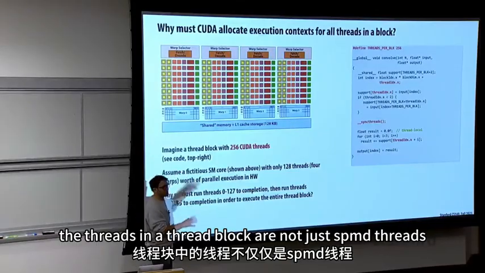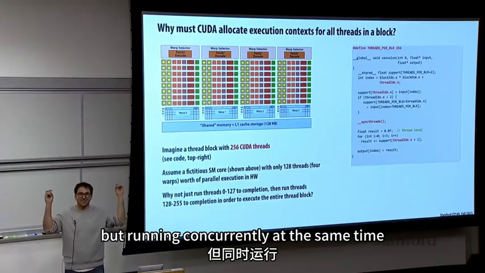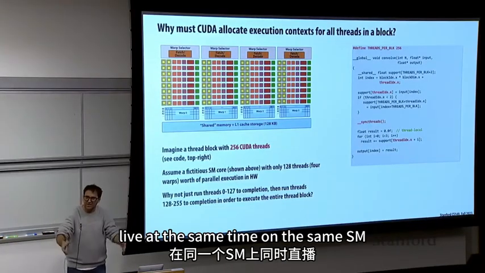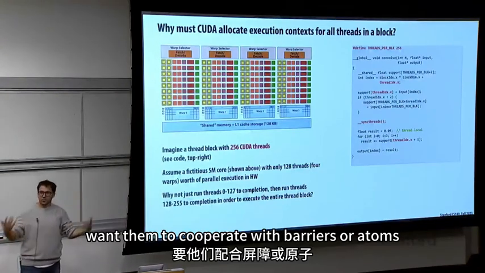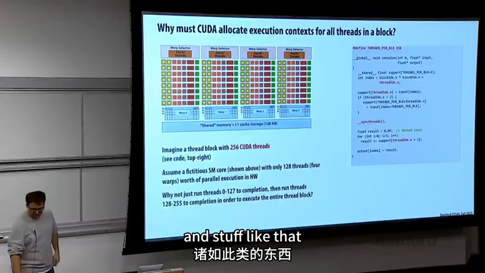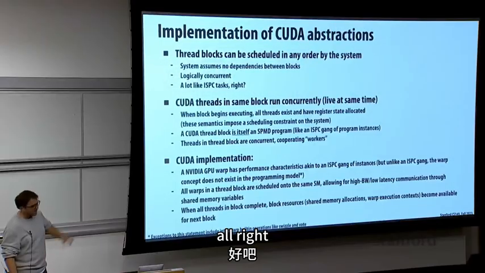The idea is that the threads in a thread block are not just SPMD threads, but running concurrently at the same time, live at the same time on the same SM. Because you may do things like want them to cooperate with barriers or atomics and stuff like that. So this thing is busted. Okay. All right. Two more things.